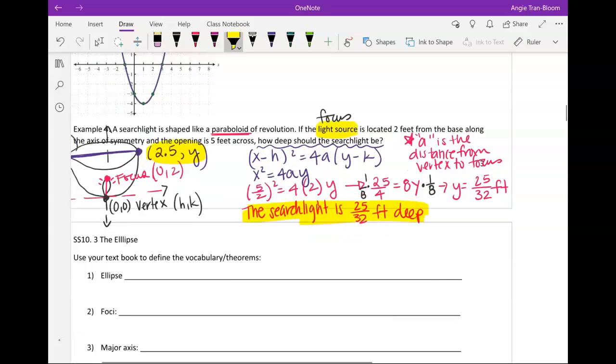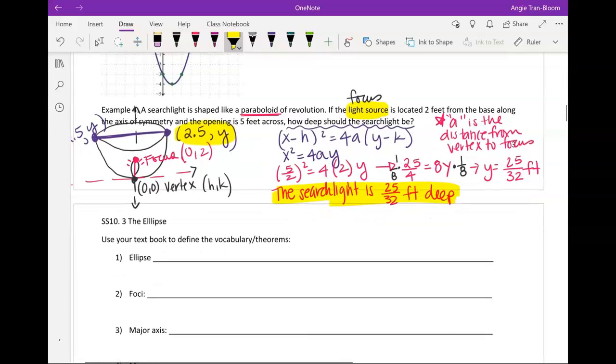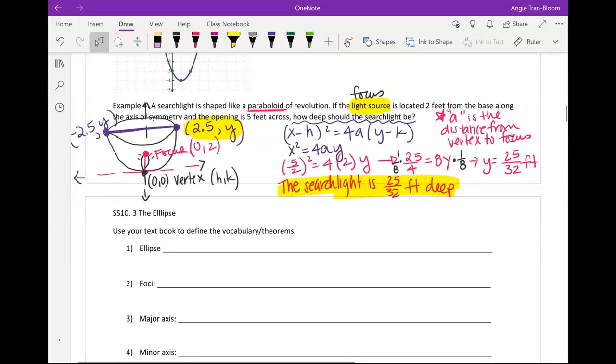And again, on your homework, I may be asking for the focus, which is where the light source is located, or I may be asking where the light source is, or anything like that. So just understand the whole concept so you know what to do. And this is the end of example 4.